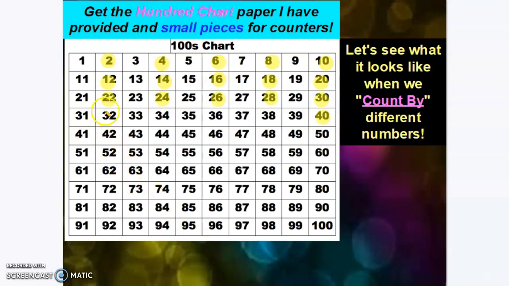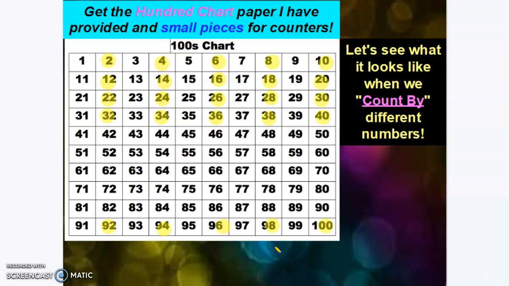All right, so you should have put a piece on 32, 34, 36, and 38. I have a bonus for you. What if we were to do the last row down here? What do you think we would cover up? Did you guess 92? And 94? And 96? And 98? And yes, 100. Good job if you got that bonus one right.